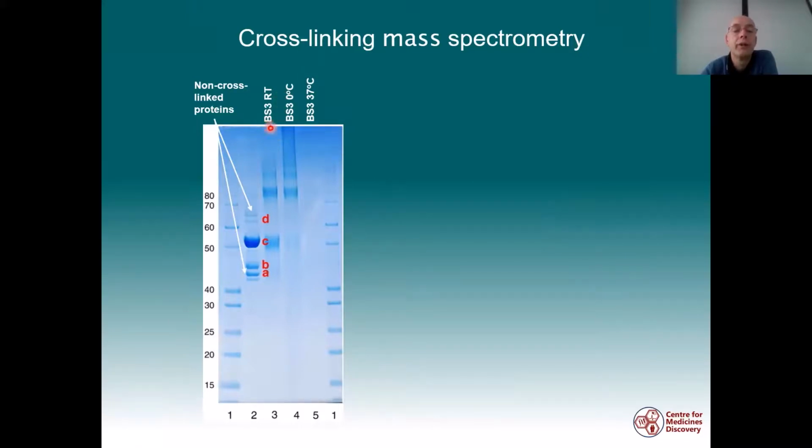Here we have an SDS-PAGE analysis of a cross-linking optimization experiment. These are the binding partners, unlinked. These are molecular weights on a gel, and this is what that gel subsequently looks like following incubation with BS3 at room temperature, at 0 degrees and at 37 degrees. So you can see we have a mass shift, we have these higher molecular weight species, which are your cross-linked proteins.